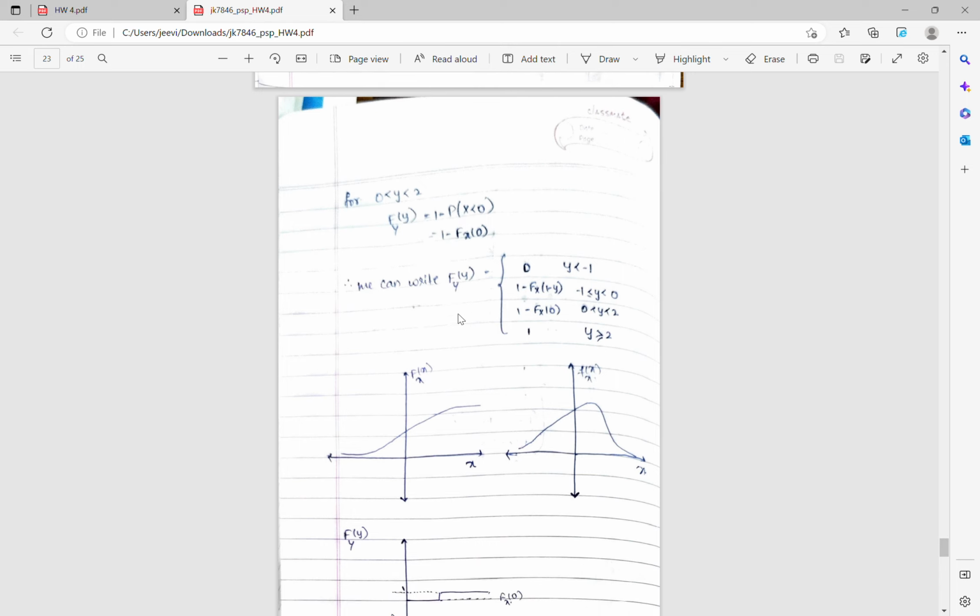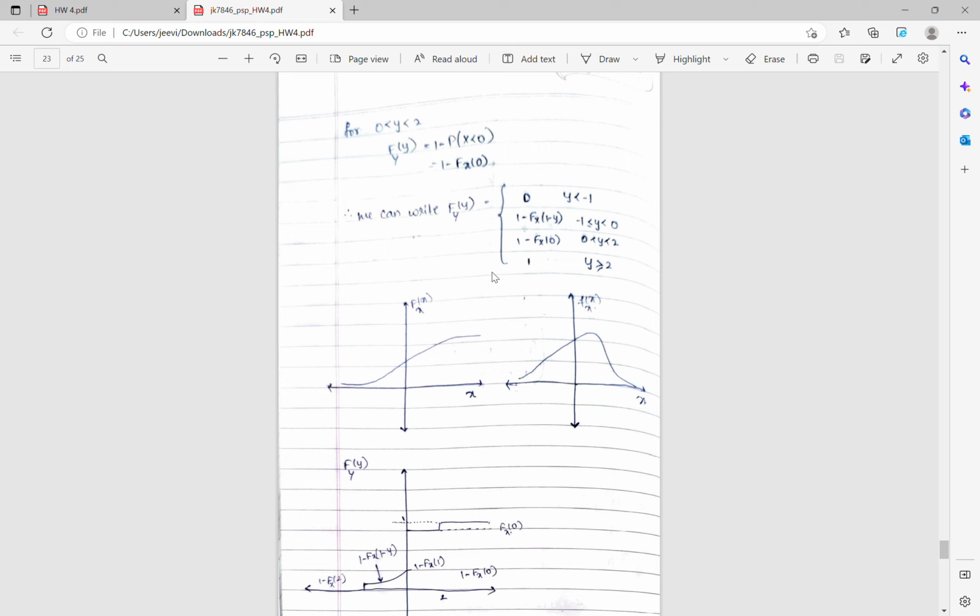Therefore, we can write the cumulative distribution F_Y in terms of F_X as follows. The value will be equal to 0 if y is less than minus 1. It will be 1 minus F_X(1 minus y) if the value of y is between minus 1 and 0. It will be equal to 1 minus F_X(0) if y is between 0 and 2. It will be 1 if y is greater than 2.